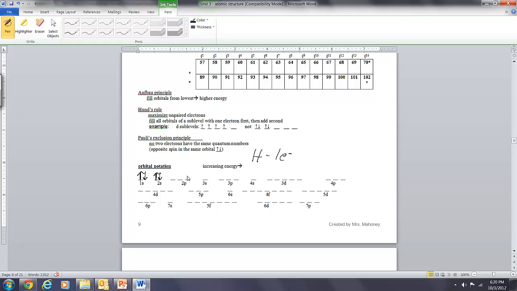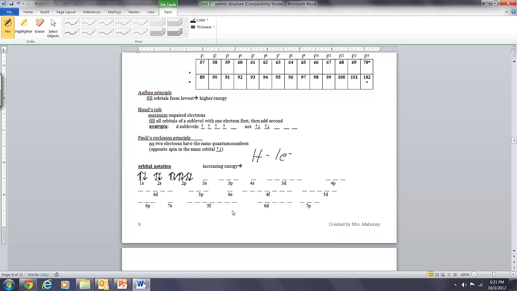Now at the p, if I keep going across, what would be next? Boron, it has 5 electrons. Carbon would have 6 electrons. Nitrogen, 7 electrons. Then I could go through and I'd start doubling back up. Oxygen would have 8. Then I'd have fluorine, and then I would have neon.